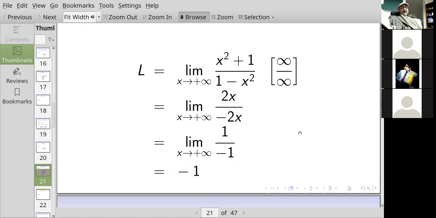Okay, so this gives us 2x over minus 2x. And so now we do the usual thing. If I see a common factor on the top and the bottom, I divide it out, as long as I'm not dividing by 0. That's perfectly fine. And so this is the limit as x goes to positive infinity of minus 1, which is minus 1. Okay. So is this one okay?